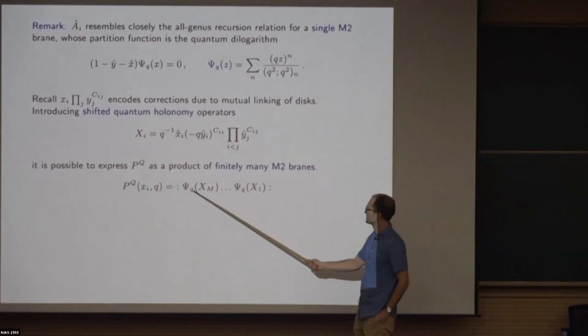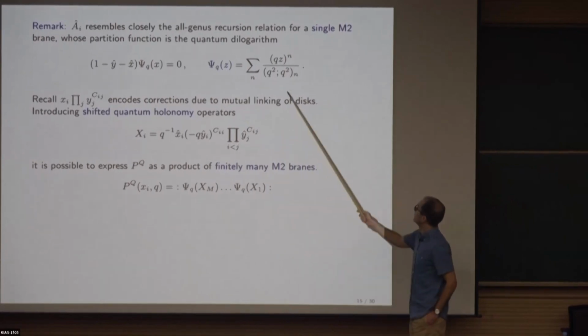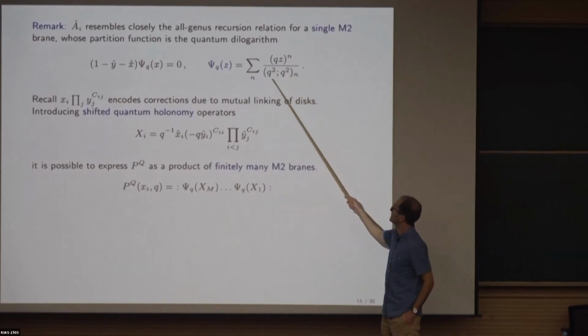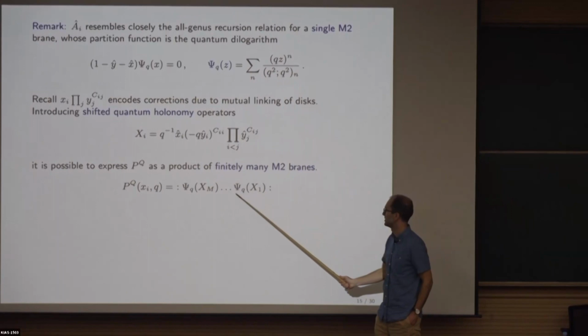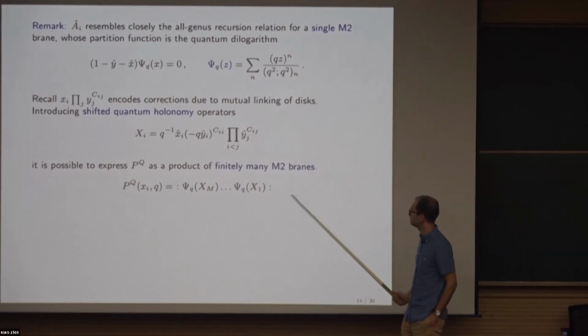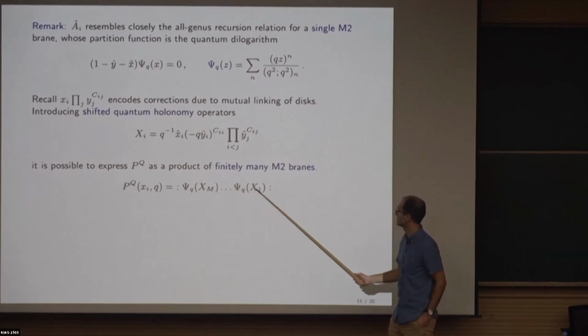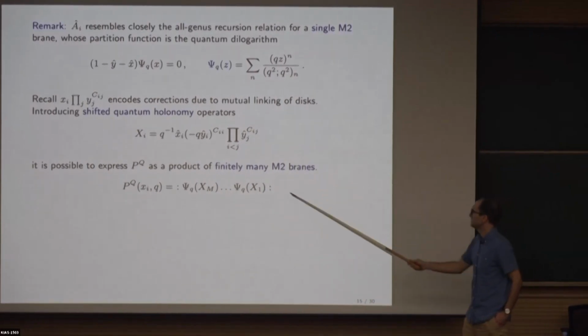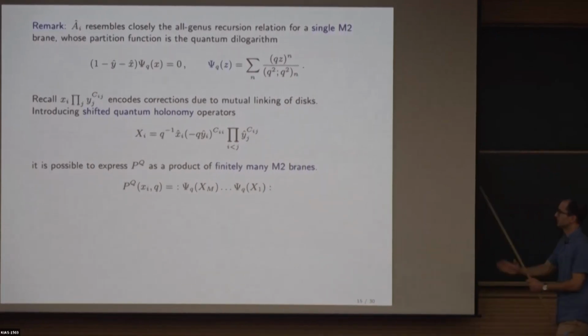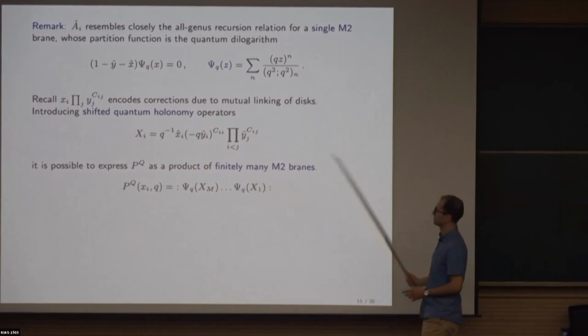You can write it as the product of the contribution of single disks. There's finitely many, one for each node of the quiver. Now these are operator valued, right? They don't commute, these xi's. And then there's a normal ordering operation where basically you take all the y variables to the right.